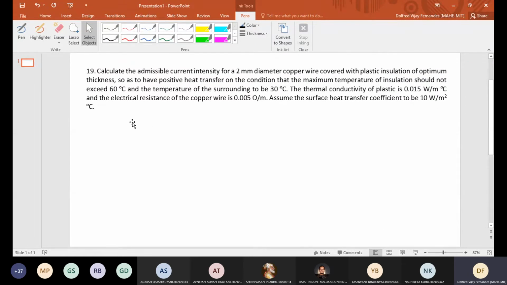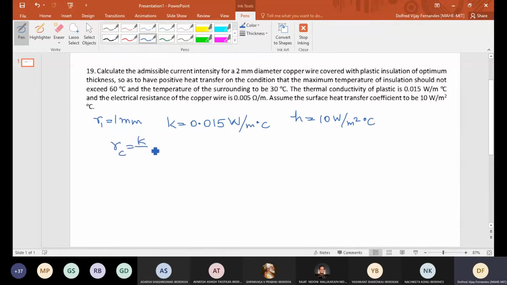Okay, so we have a wire of radius R1 and the critical thickness of insulation for the given K value. K value is given as 0.015 watt per meter degree centigrade, and H value 10 watt per meter squared degree centigrade. So you can calculate the RC value, that is K by H.